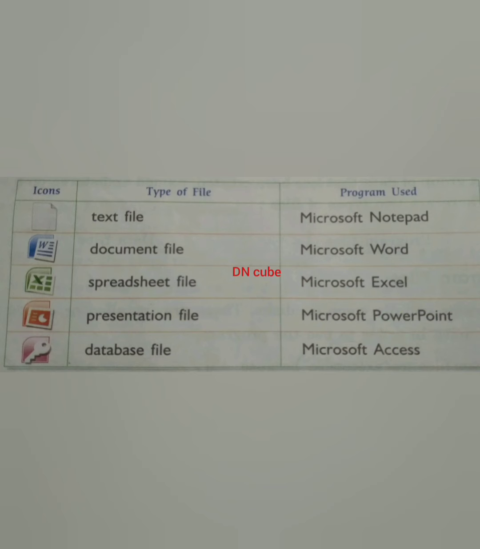Also for Microsoft Word, Microsoft Excel, Microsoft PowerPoint, Microsoft Access, by looking at these icons we can understand the type of file: which one is a document file, which one is a spreadsheet file, which one is a presentation file, and which one is a database file. By looking at these images we can understand. So file icons are none other than small images which indicate the type of file.